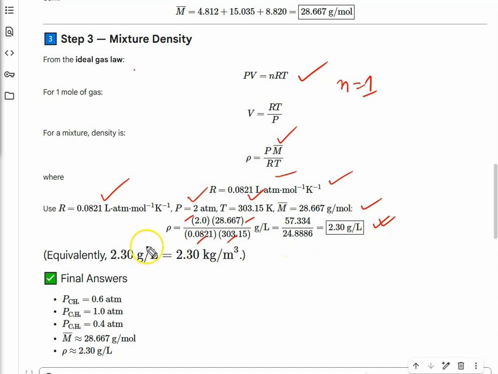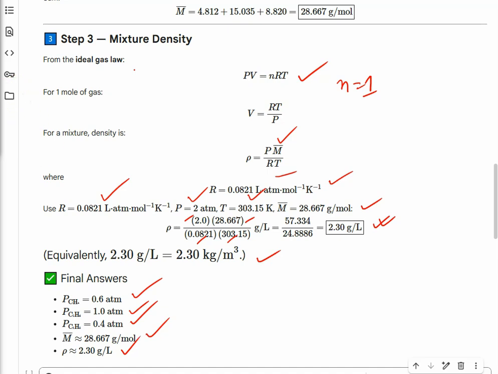Equivalently, if I convert to kg per meter cube, that will be 2.30 kg per meter cube. So now here is the final answer. Partial pressure of methane is 0.6 atm, partial pressure of ethane is 1 atm, partial pressure of propane is 0.4 atm, average molecular weight is 28.667 gram per mole, and rho is 2.30 gram per liter.